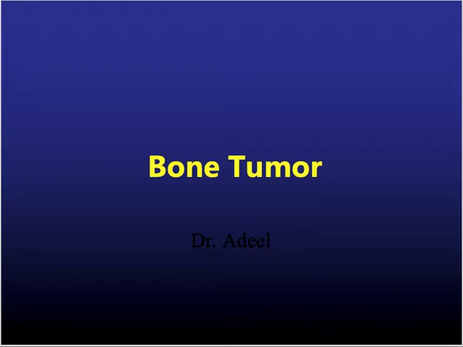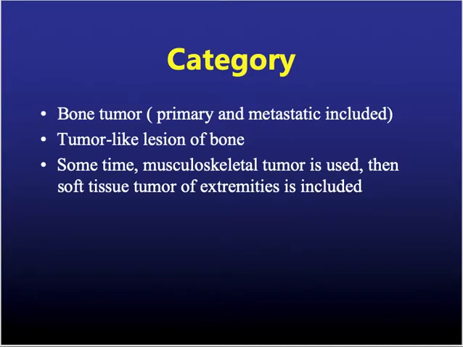Now, of course, we are going to take an overview of all the bone tumors which can affect the bones. Now, bone tumors can be primary and can be metastatic or secondary. In this lecture, we are going to discuss the primary ones, which originate from the bone.